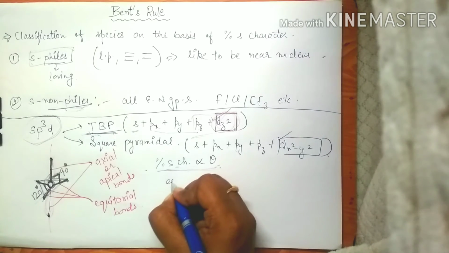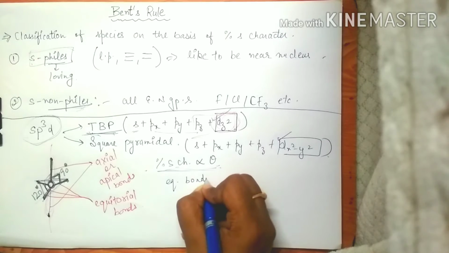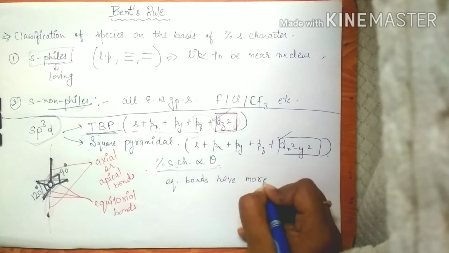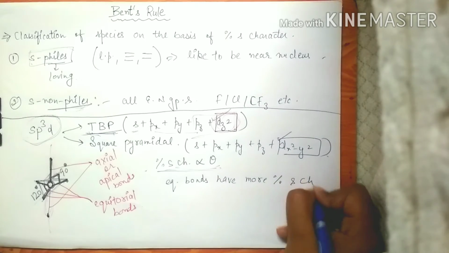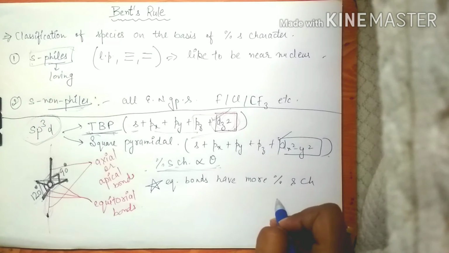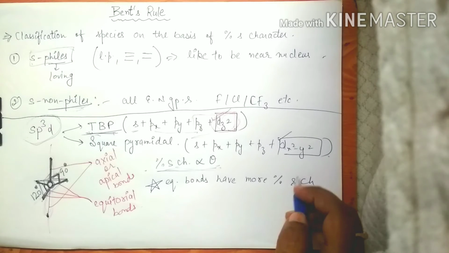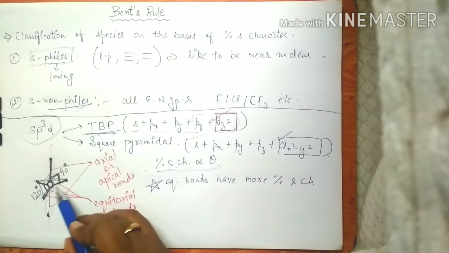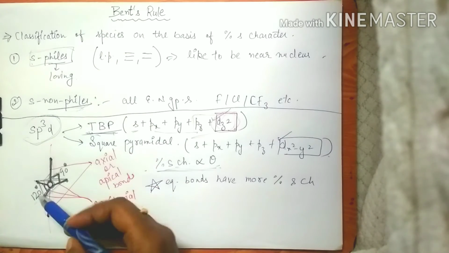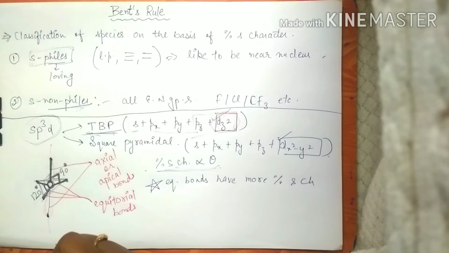So your equatorial bonds will have more percentage s character, right? You can star mark this. Equatorial bonds have more percentage s character. Also you can see that these bonds are shorter and stronger, so they are having more percentage s character.